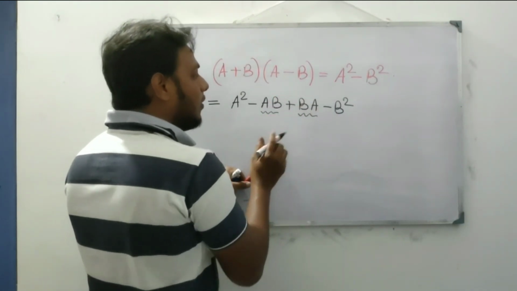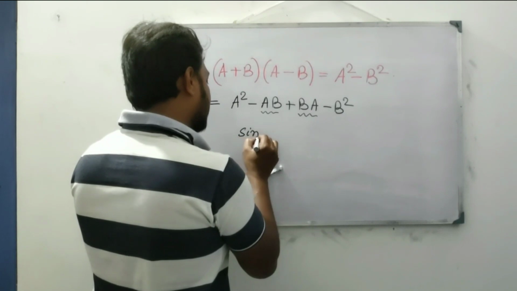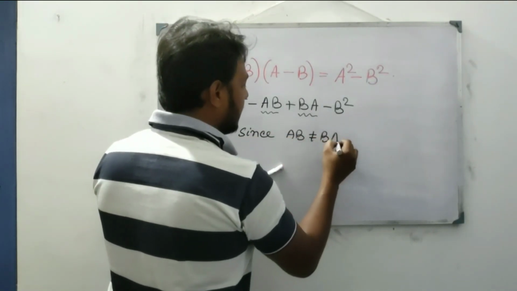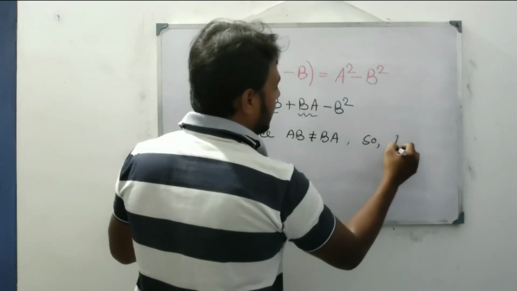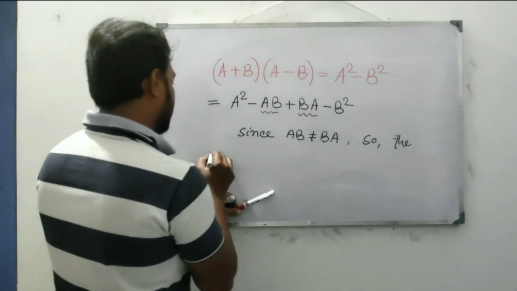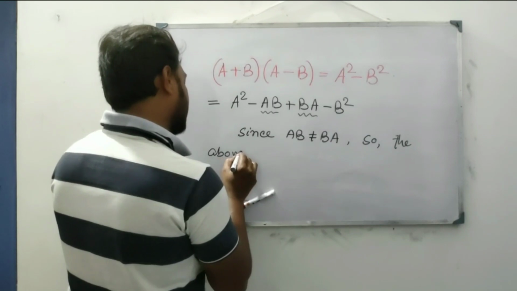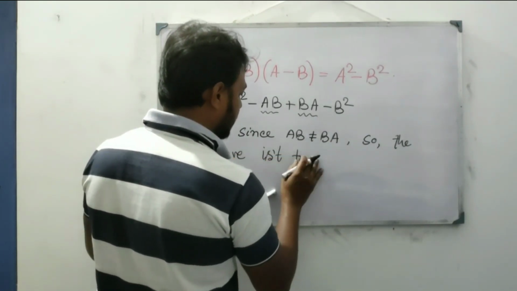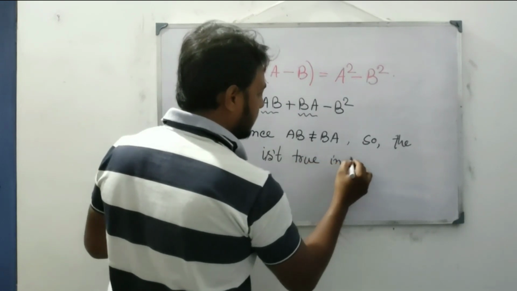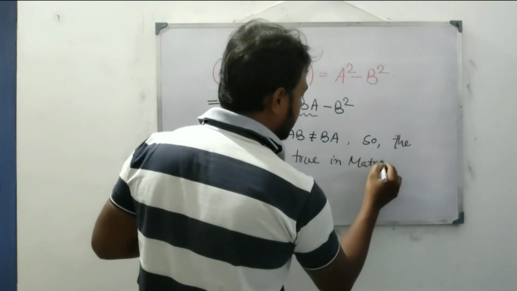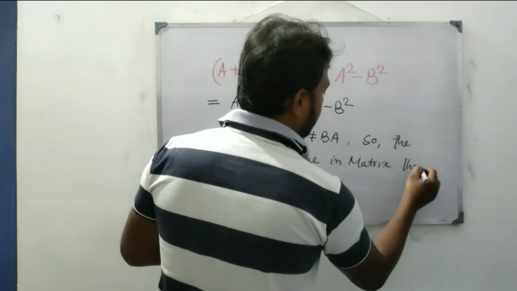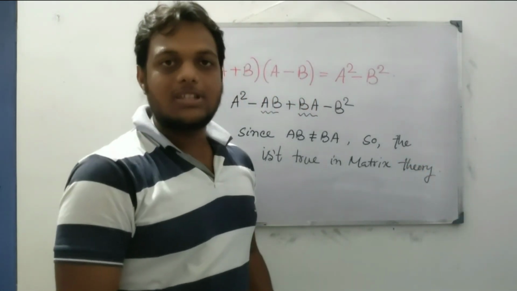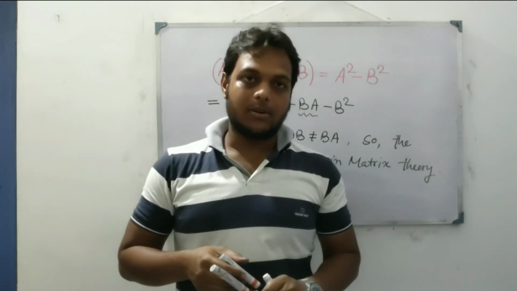Since AB and BA are not equal, since AB not equals BA, the above is not true in matrix theory. Very important information. This is not true since matrix multiplication is not commutative.